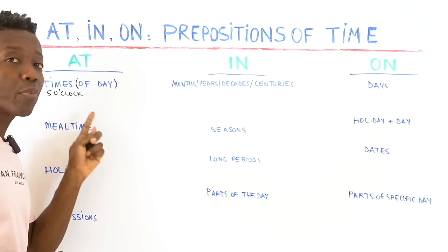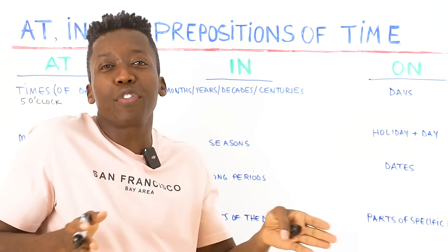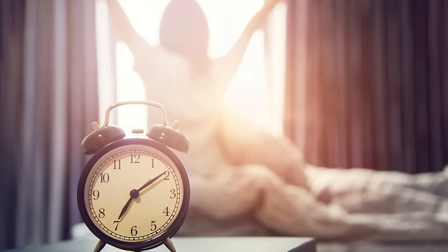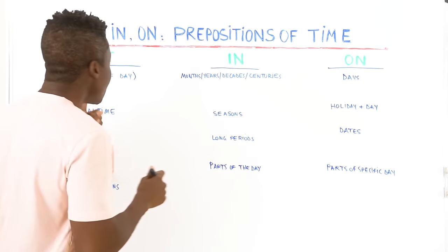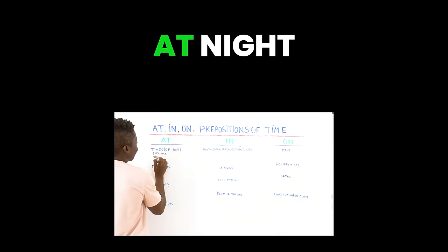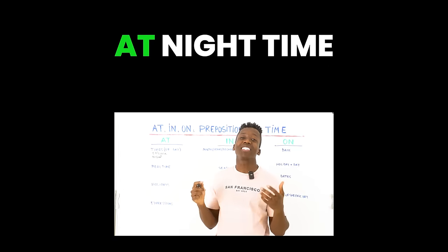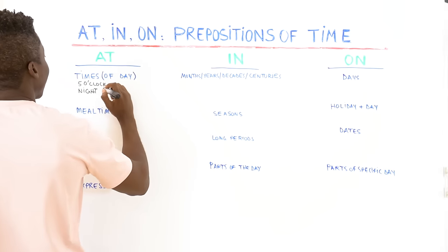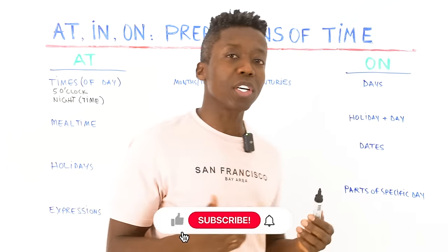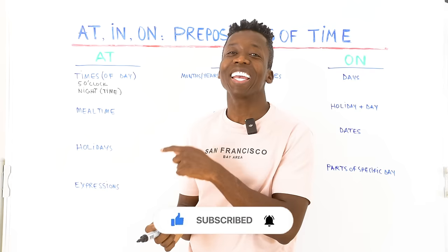We also use it for time of the day. What part of the day is it? So times or part of the day. Is it the morning? Is it the night? Etc. So here we use at for night. At night. You can also say at night time. So you can use it for times of day or you can use it for parts of day, specifically night.